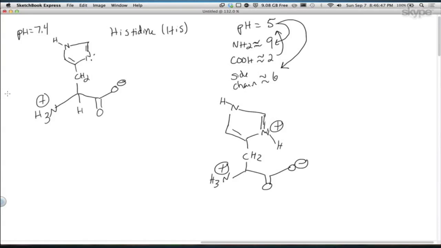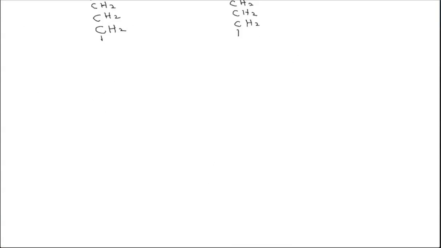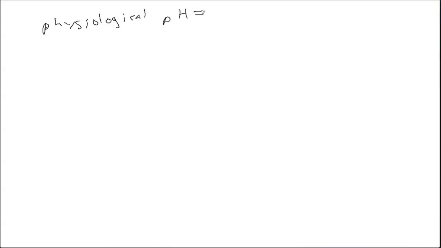Do you remember that exercise that we were doing earlier? Let's go back to my screen. What's physiological pH? 7.4. And what's the pKa for the histidine side chain? 6. Good. And actually, I'm going to round off physiological pH to just 7 here.